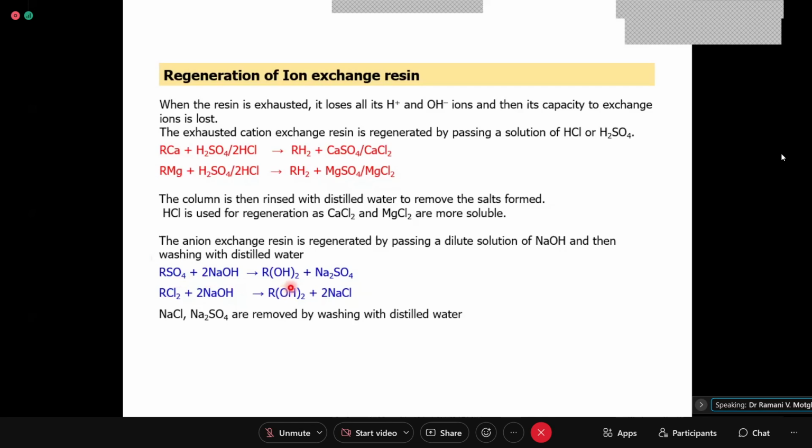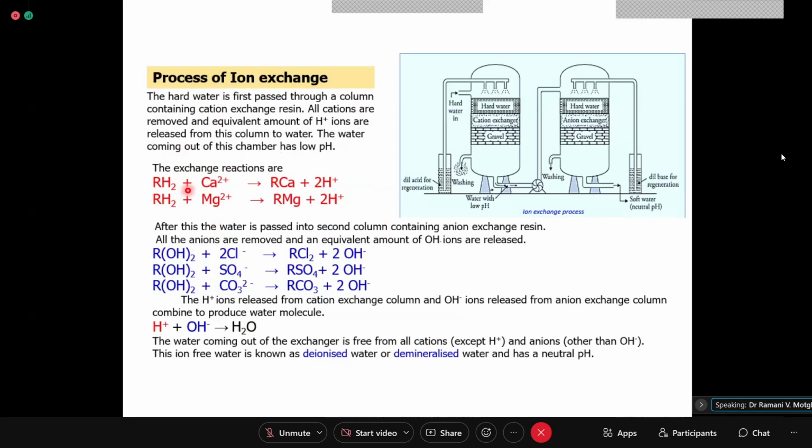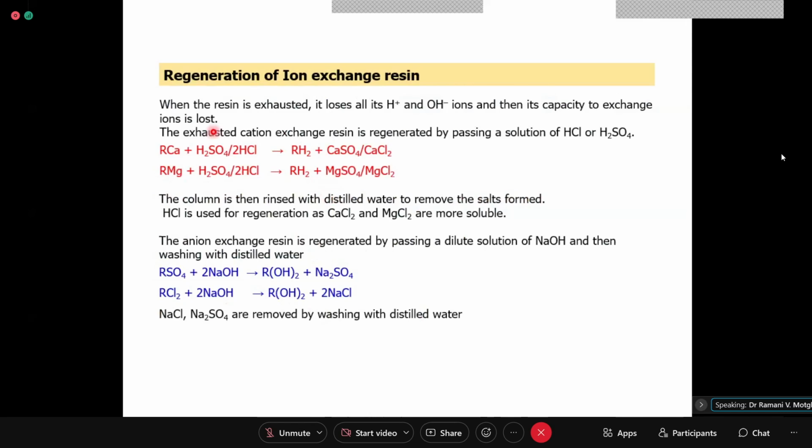Now, when treated with a 10% solution of NaOH, the resin is regenerated back as ROH twice. Please keep in mind that because calcium and magnesium are divalent, the resin is termed as RH2 and ROH twice, so there is no confusion. When you write RH2 and ROH twice, this is the cation exchanger resin, this is the anion exchanger resin. When it gets exhausted on exchanging these, you need to go for regeneration.